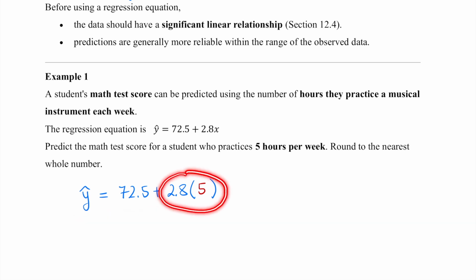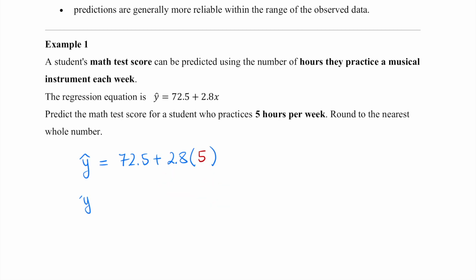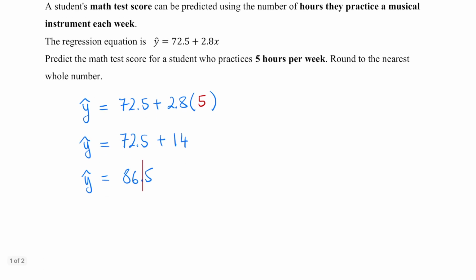2.8 times 5 equals 14. So we have y hat equals 72.5 plus 14. And 72.5 plus 14 is 86.5. The question is asking us to round to the nearest whole number. So y hat is approximately 87.